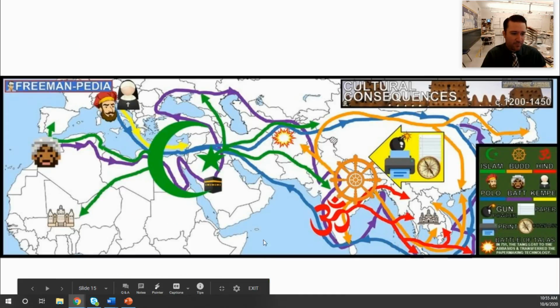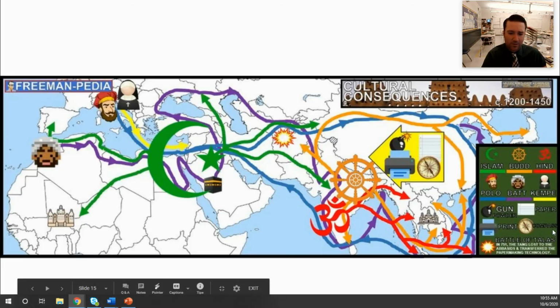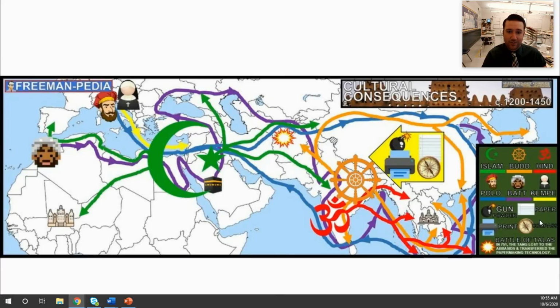So that's kind of 2.5 in a nutshell: the spread of major religions, and I forgot to mention Islam. We've talked about Islam a lot, so don't forget it. We've talked about it ad nauseam in our previous lectures, so we just simply didn't add it into this one here. Spread of paper and gunpowder across this area, and the Battle of Talas, being a huge moment where paper-making technology is exchanged to different peoples. So here's our nice little Freemanpedia graphic, okay?